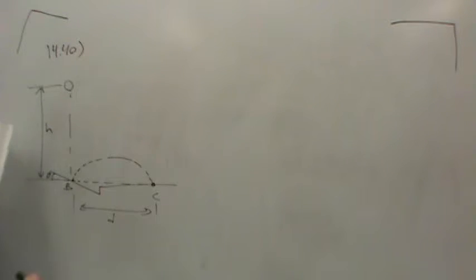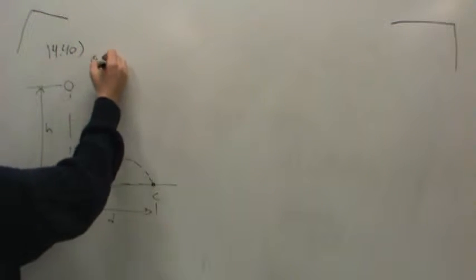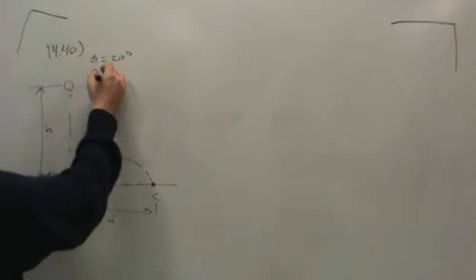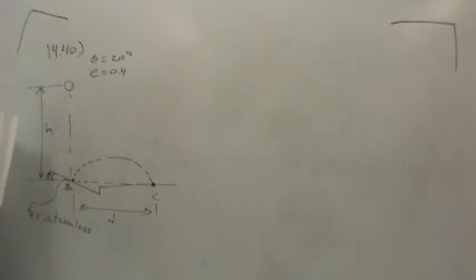Okay, now they've given us some information. They've told us that the angle of the plate is 20 degrees. They've told us something important about the plate, that it is frictionless. And they've told us that the coefficient of restitution is 40%. Okay, and we're supposed to determine distance d. So let's see if we can solve this.